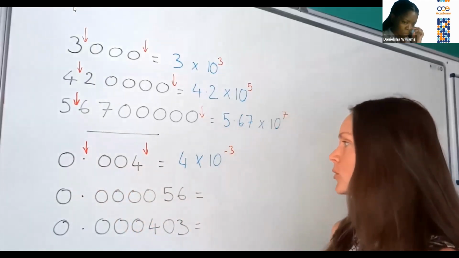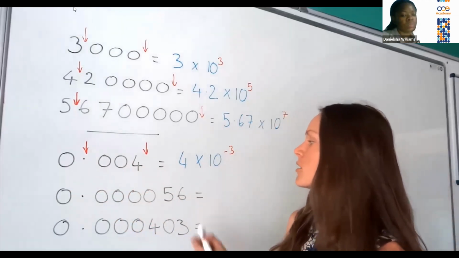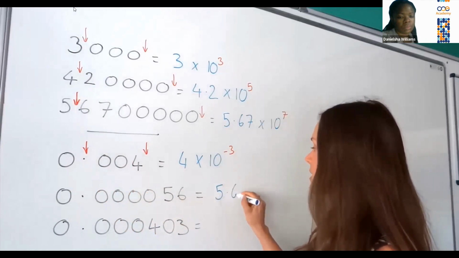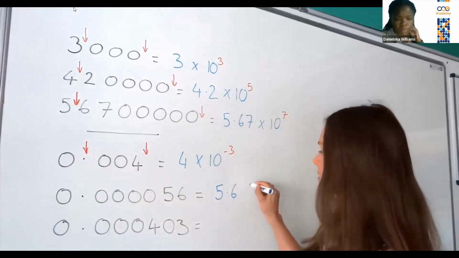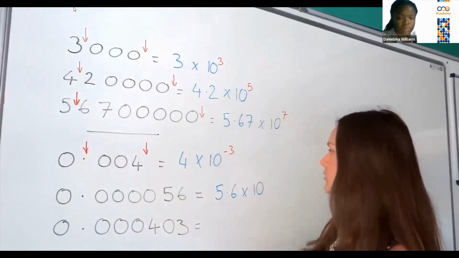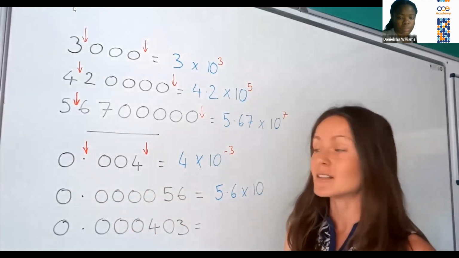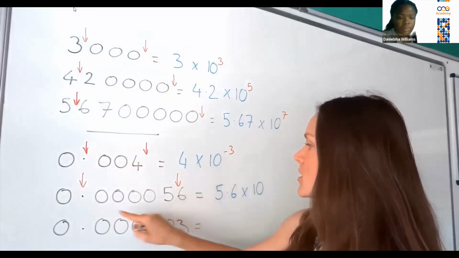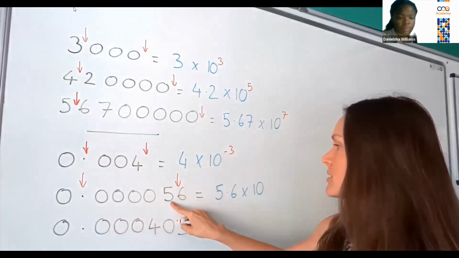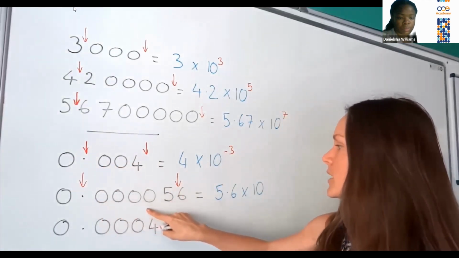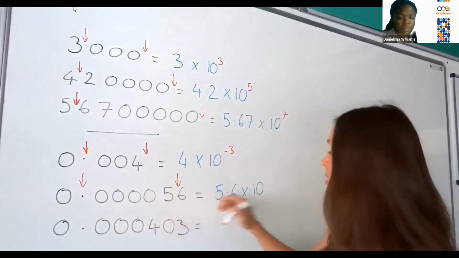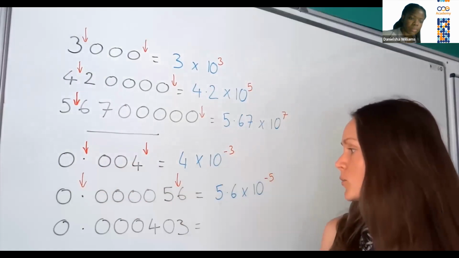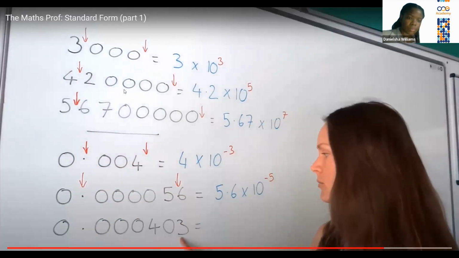Okay, the next example, same thing as before. Write the number between 1 and 10, so this becomes 5.6. Then we write times 10. And then you count to see how many places the decimal has moved. So it used to be here, now it's here. So it's moved 5 digits. I'm counting 1, 2, 3, 4, 5. So the power on this one is negative 5. Now the last one we're going to turn into standard form.